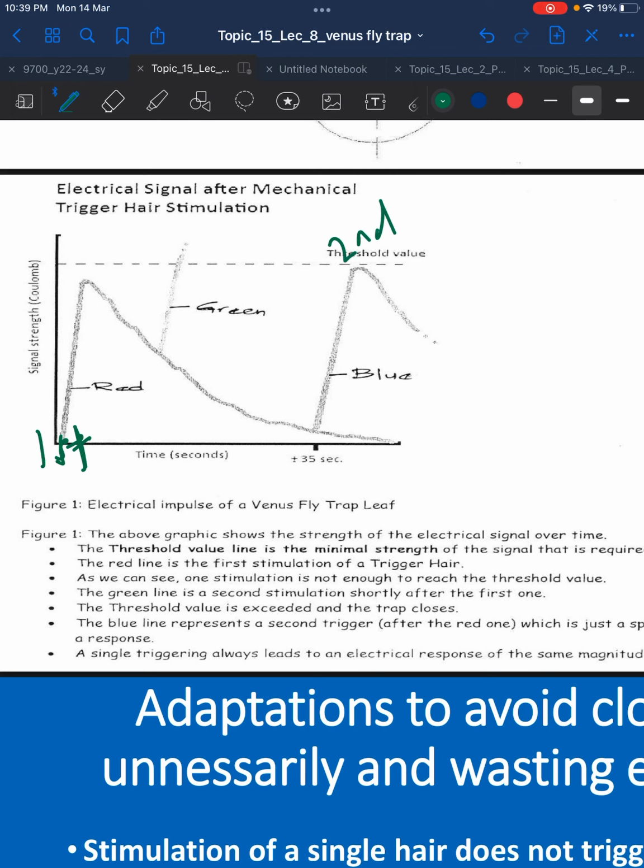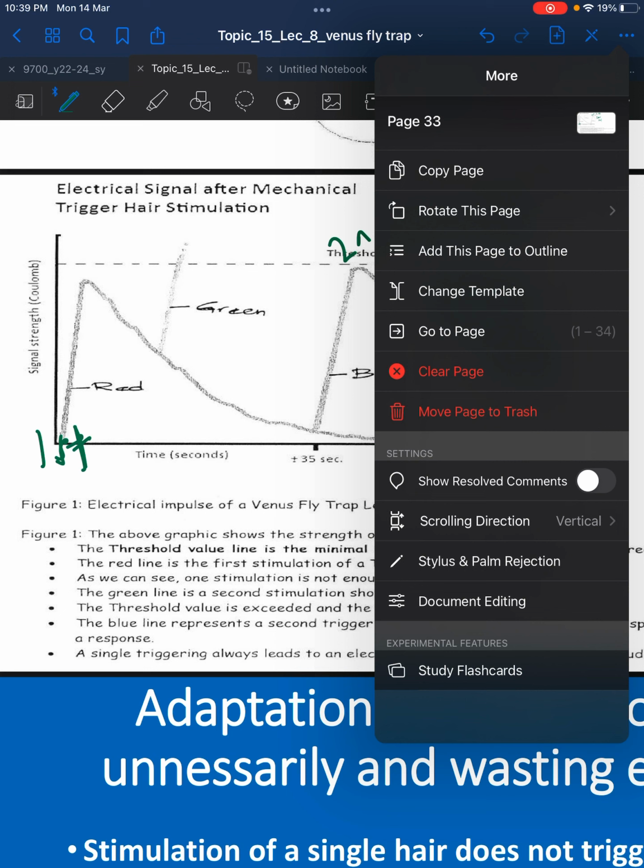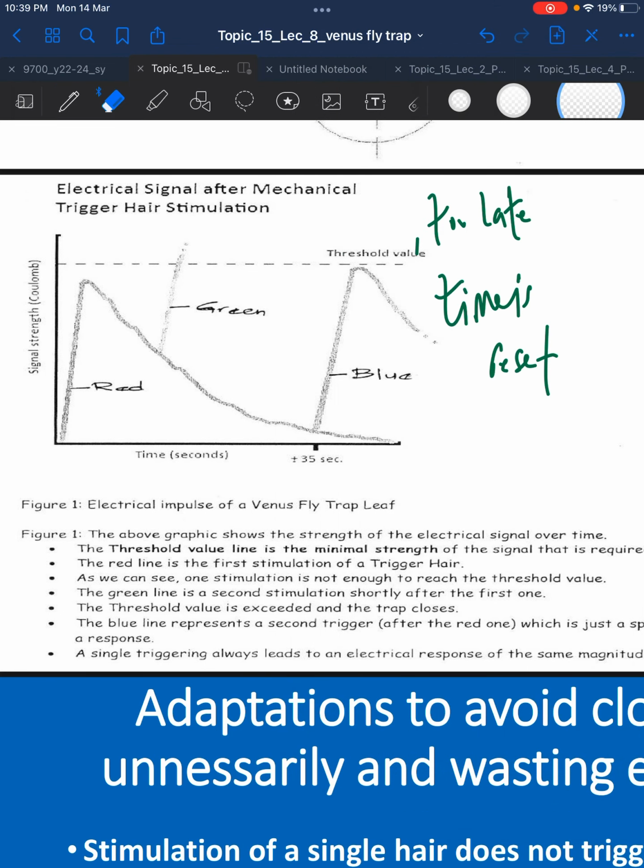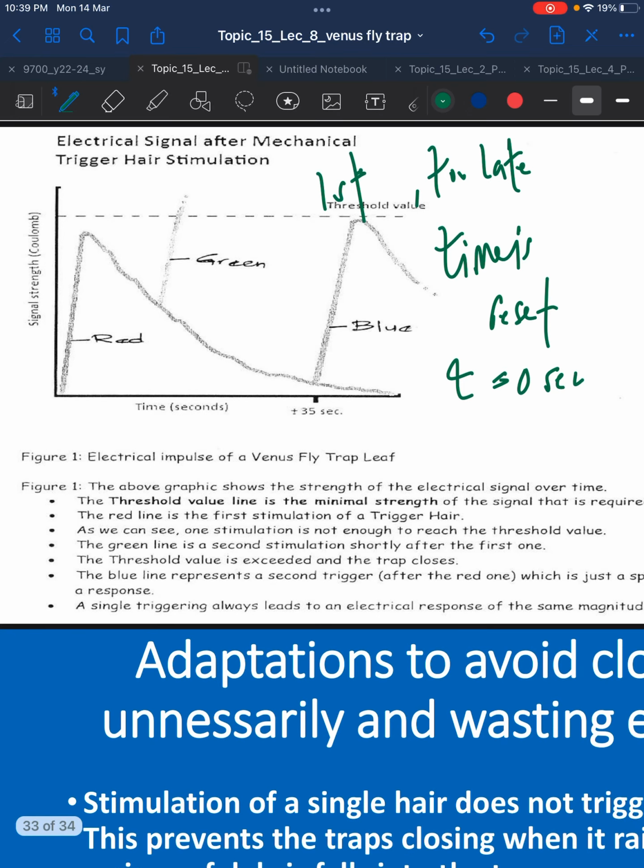If the second deflection, not the green one but the blue one, if this is the second deflection, this is already too late, because it's past the 30 seconds. So that means time is reset. That means this becomes the first one. Time equals 0 seconds. Reset. This one becomes the first one. So it will wait until the next deflection.